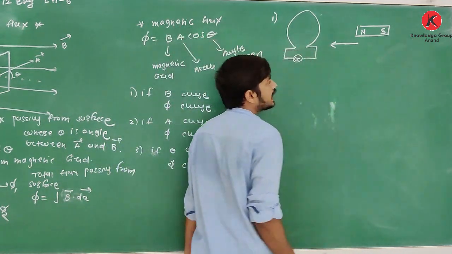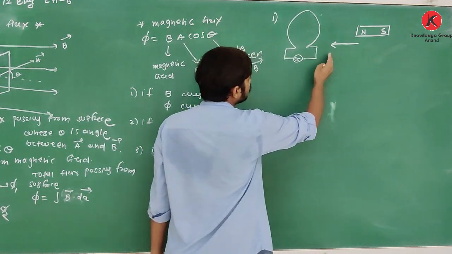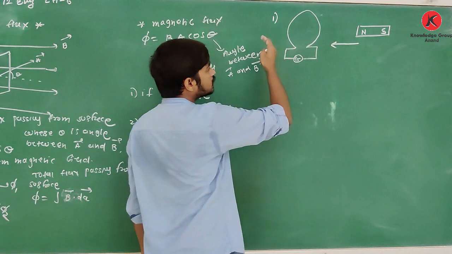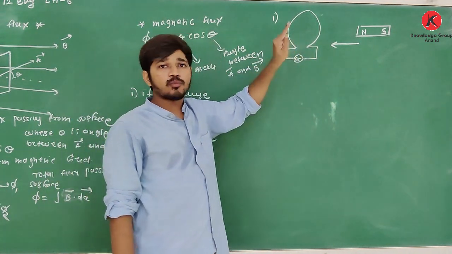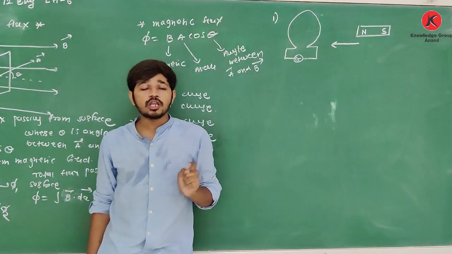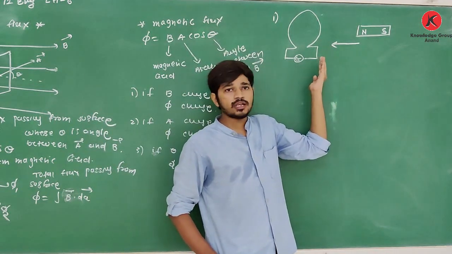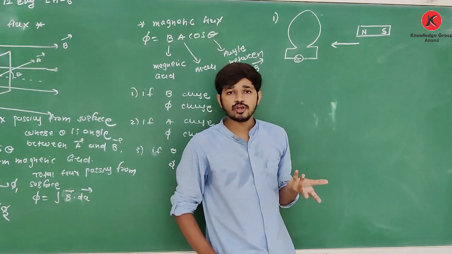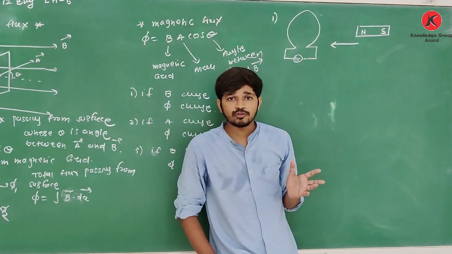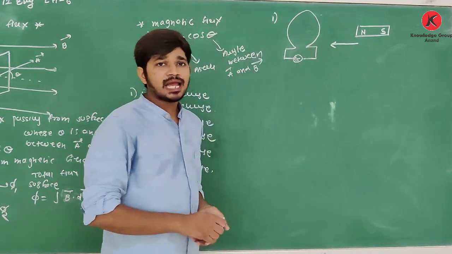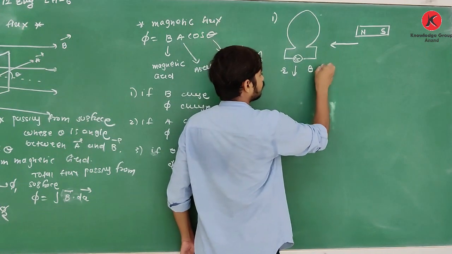Initially, the magnet is at a large distance. As it moves towards the coil, more and more magnetic field lines will pass through the coil. Or in another way, as the magnet approaches this coil, the magnetic field increases. Yes or no? Because magnetic field and distance are inversely proportional to each other. So as distance decreases, magnetic field increases.